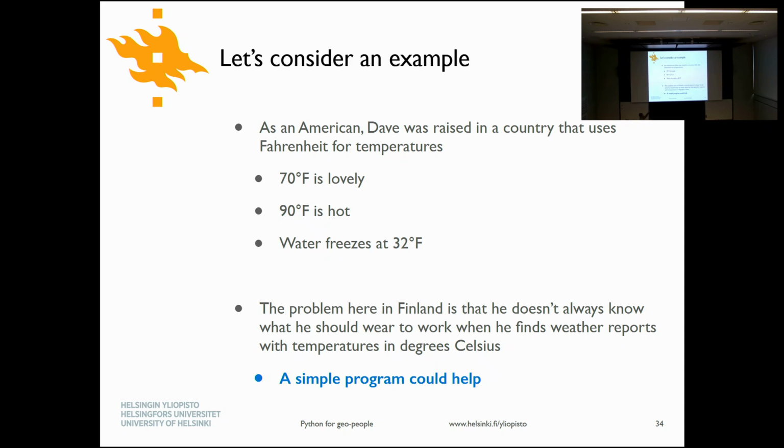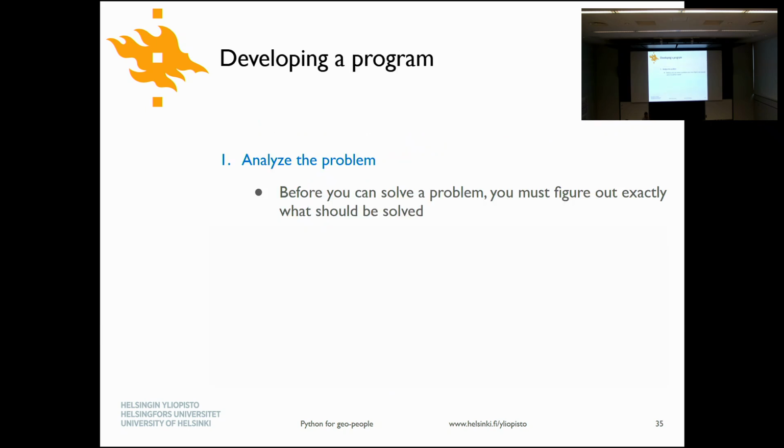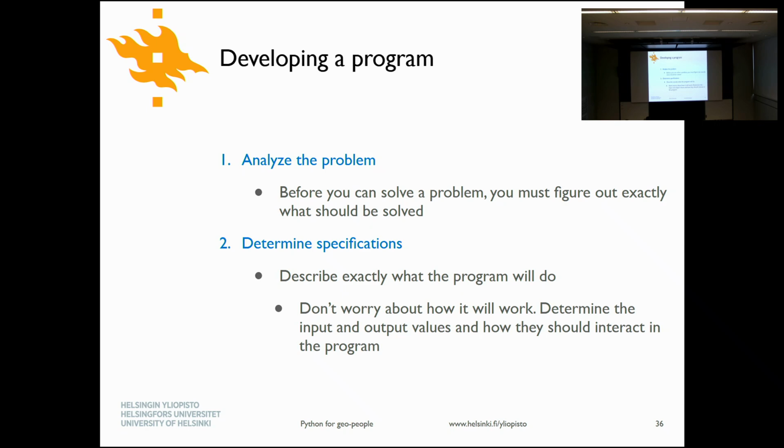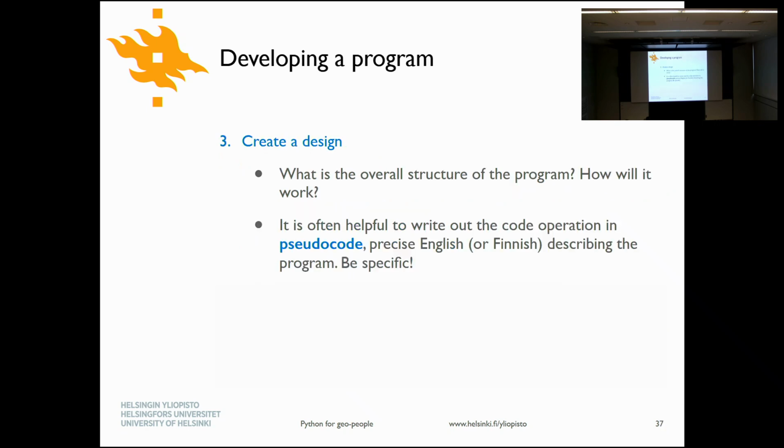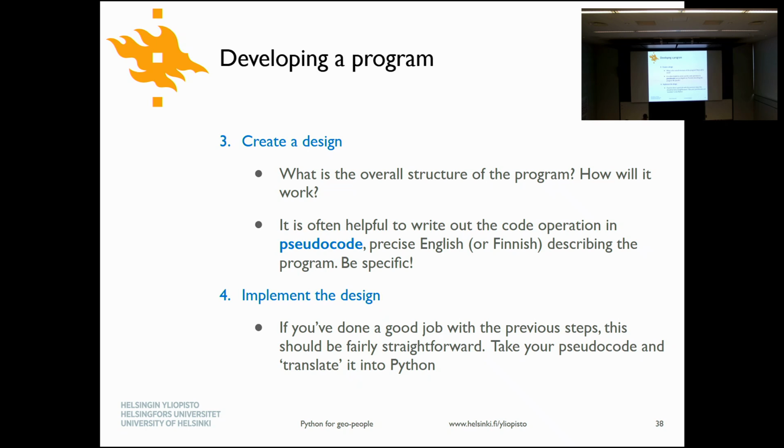So if you want a program that tells you whether it's hot or what kind of clothing you need, you can essentially do that. The computer itself doesn't know what you should wear, but if you break it down into instructions, then you can do that. So you analyze the problem, like I said, and you determine the specifications. You create a design similar to what I said. Very often it's good to write pseudocode, or in your own language write the steps you want to take before you start using the syntax.